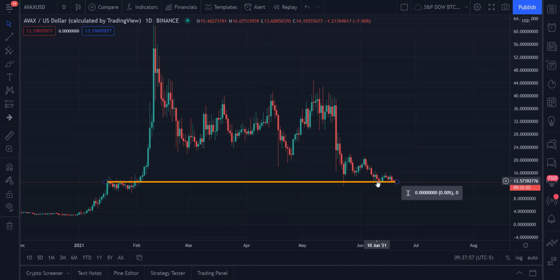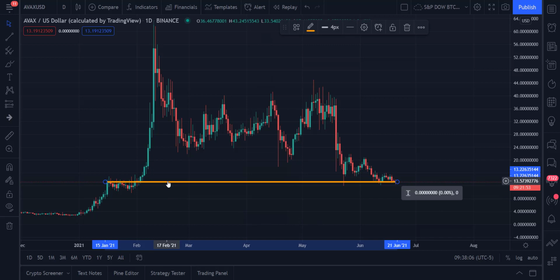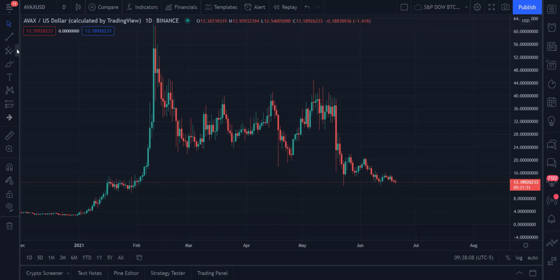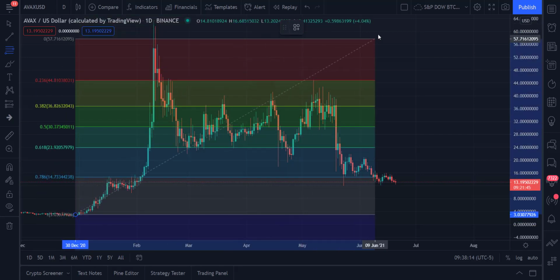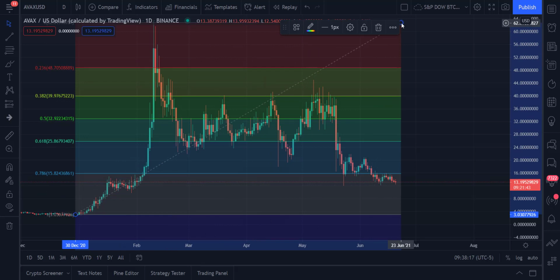What would that be? This $13.57 level. So we're not far from that right now. Let's do a Fibonacci retracement just to get a better look, a full look really, from bottom to the top here. I'm going to pull it across.